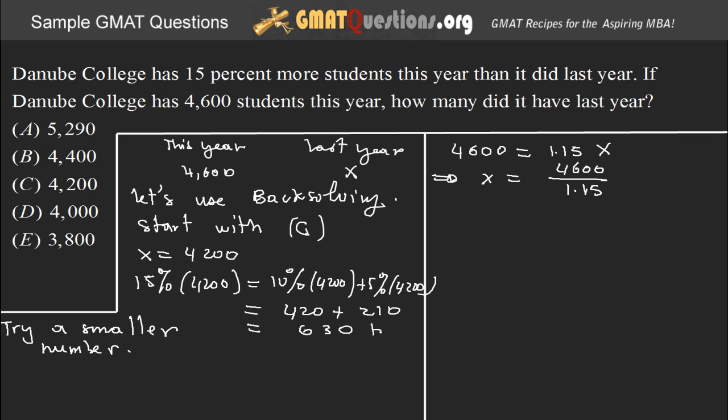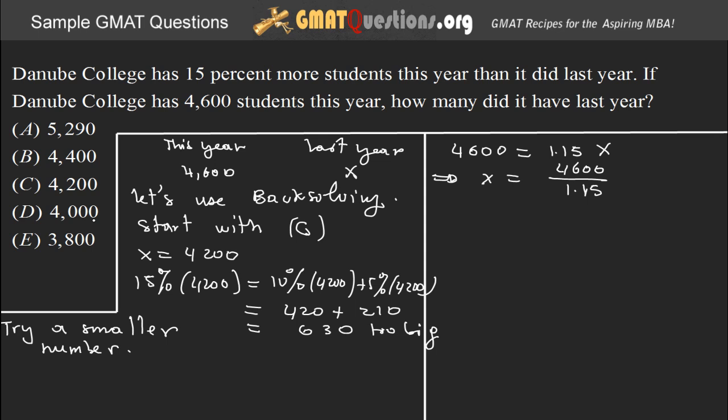Okay? So again, let me write down "too big." When I say too big, I'm talking about 4,200 really. So the two smaller numbers are D, 4,000, and E, 3,800 here. Clearly, 4,000 is a more friendly number. Okay? So it doesn't matter which one really you use.